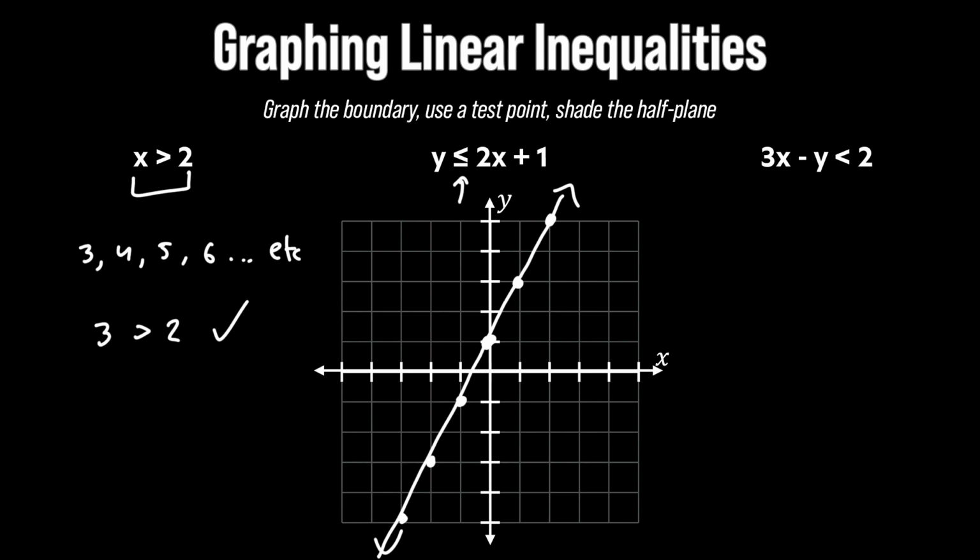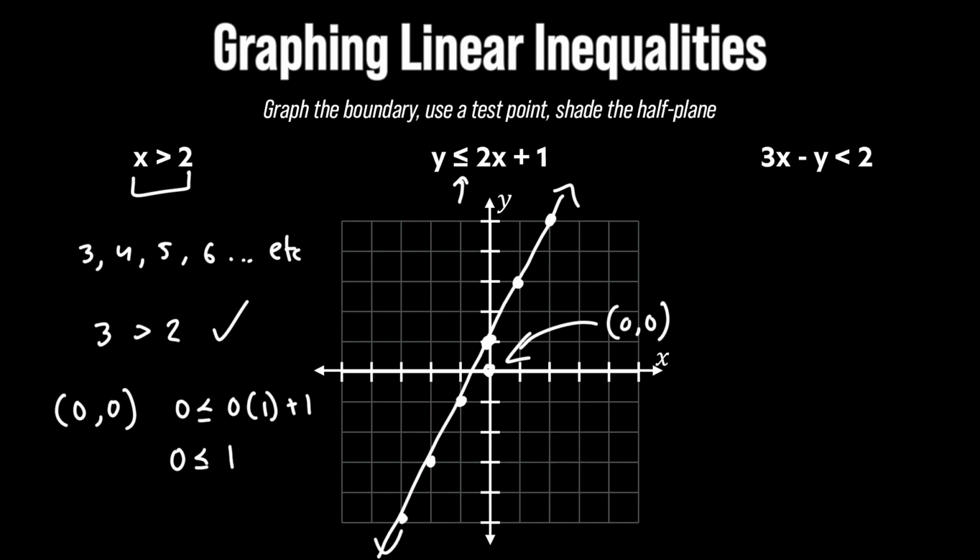Now normally for a test point, you actually need to test utilizing an ordered pair. This means we need a value of x and y. So let's say we have a test point of 0, 0. If we were to plug that into the equation, we'd get 0 is less than or equal to 0 times 2 plus 1, which is going to be 0 is less than or equal to 1. And this is true. So our test point is at 0, 0, at this point right here. And it was fulfilled. It worked.